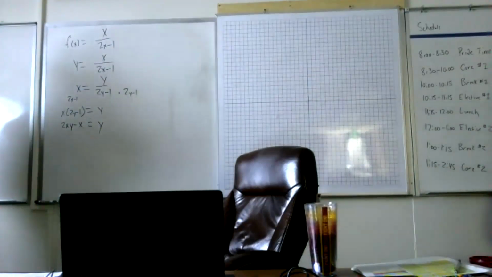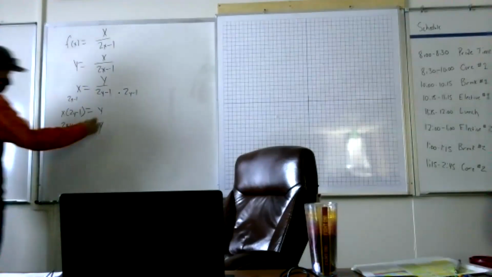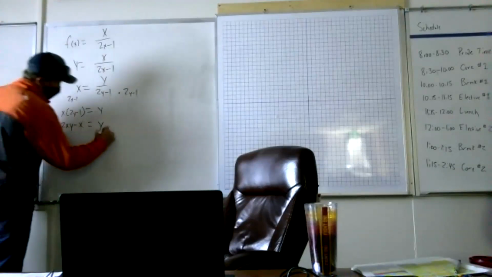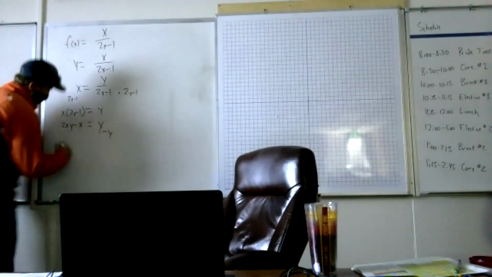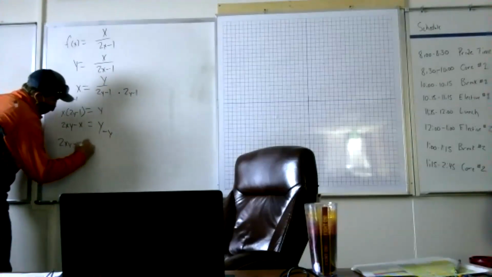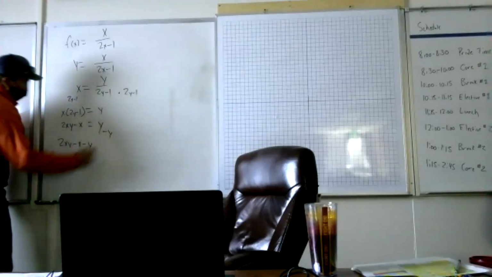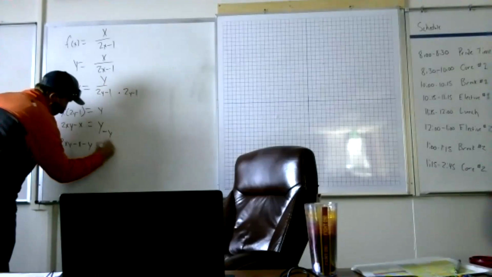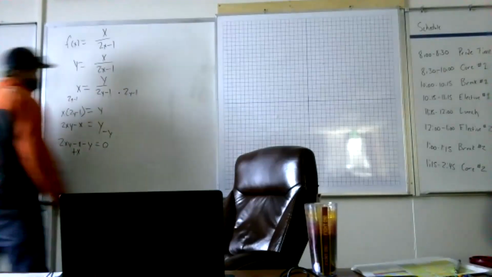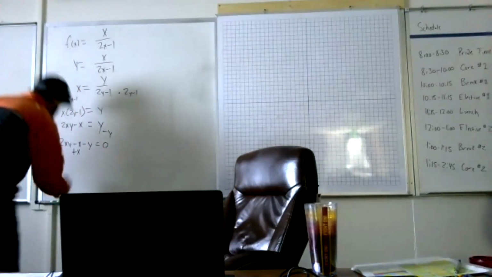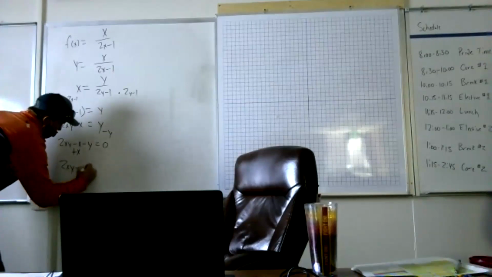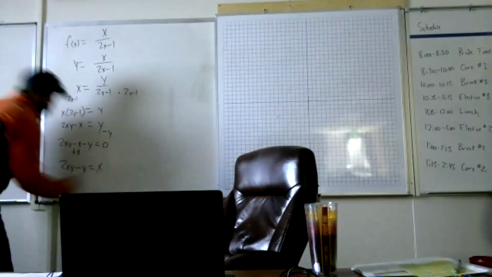That's from distributing. Now I need to get this y value to this side. I'm going to do that by subtracting. So now I have 2xy minus x minus y, and that's equal to 0. I need to get rid of this x, so I'm going to plus x to both sides. And once I do that, I'm running out of room. I'm going to have 2xy minus y is equal to x.